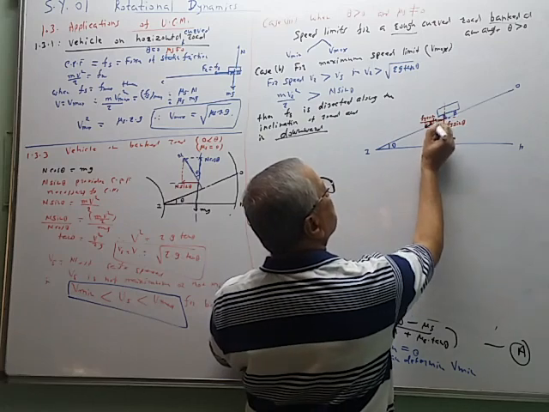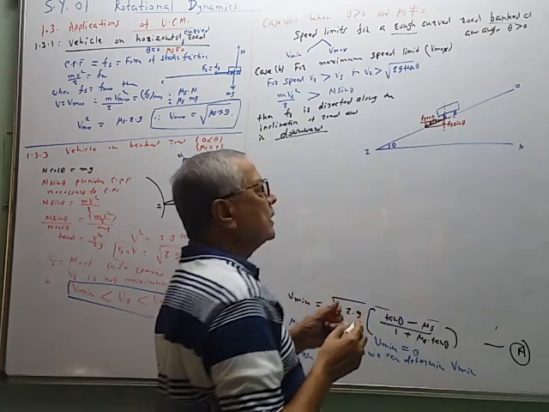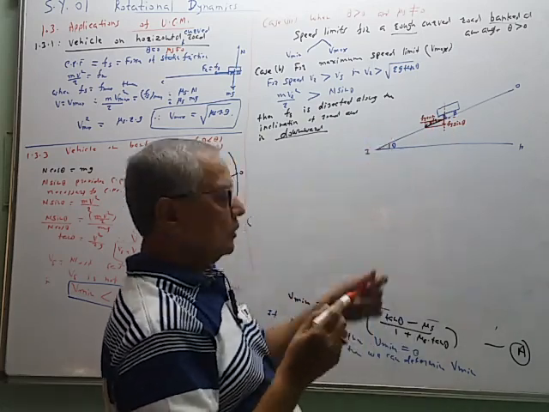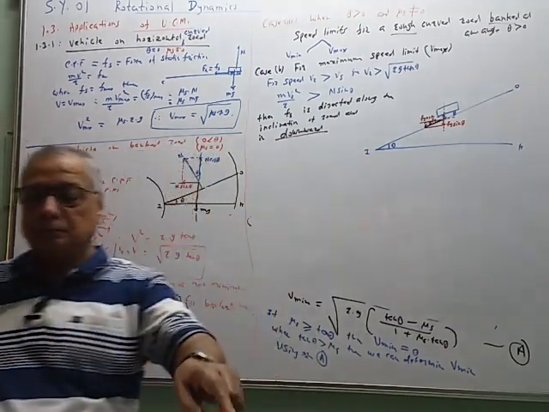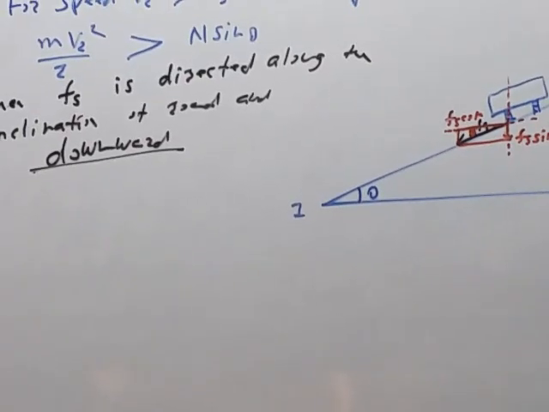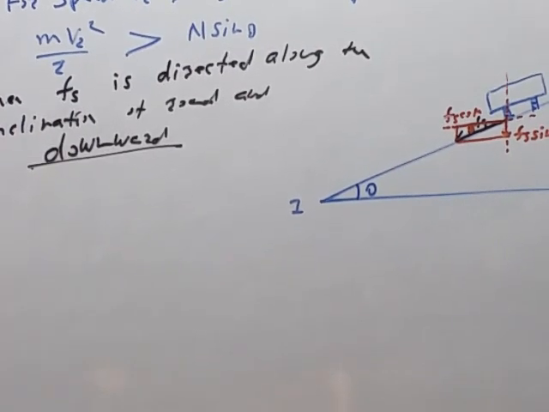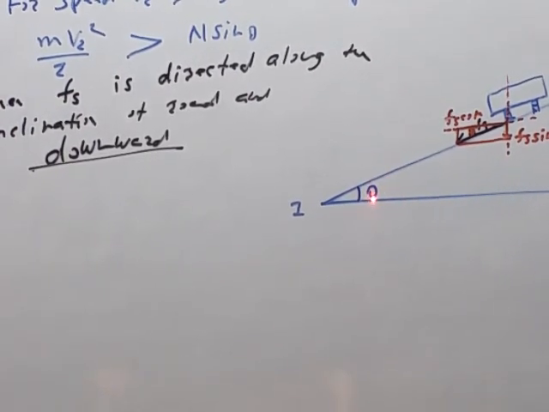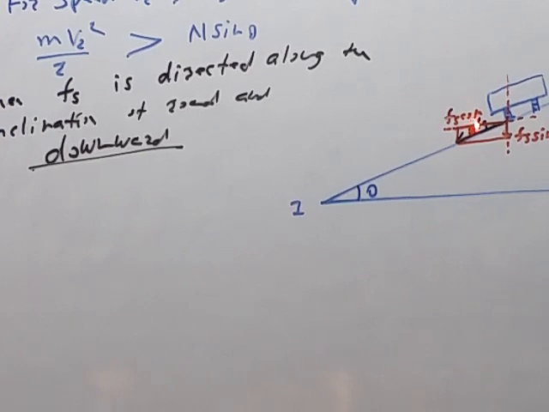This is Fs. So this is the important part. So change in the figure is like this. So this is the important part. Now this is the angle of banking theta. If this is theta, this is also theta.